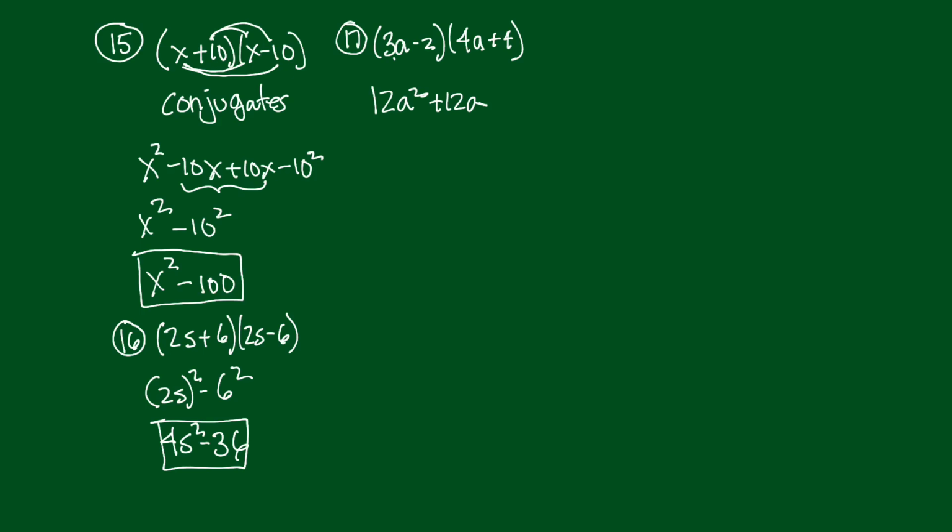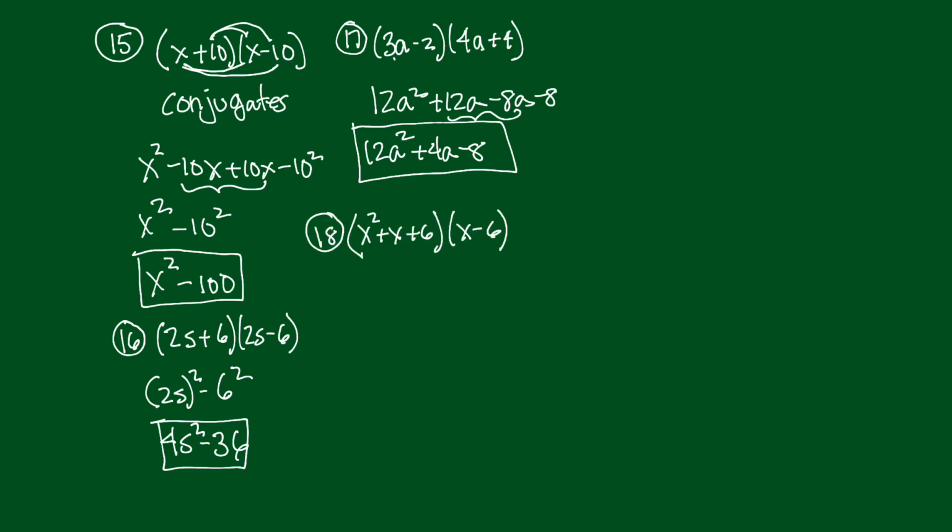And then move over to the negative 2. So I'll get negative 2 times 4a is minus 8a. And then negative 2 times positive 4 is negative 8. We can combine those two, so I'll get 12a squared. Now in the middle here, 12a minus 8a is 4 of them. So plus 4a and then minus 8. That's it. We've got it.